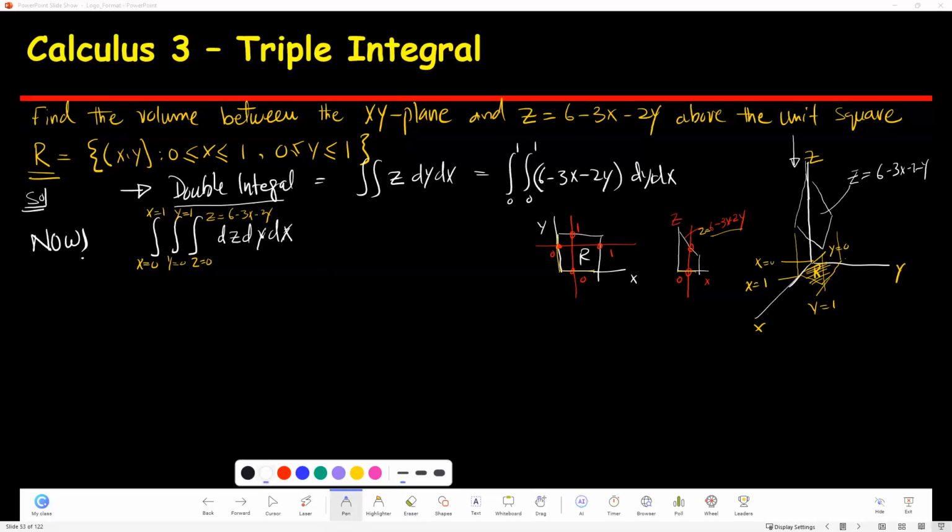Moving forward, I'm going to be writing this again and again, and it's going to be too much writing. So I'm just going to write it like this: 0 to 6 minus 3x minus 2y, then 1, 1, 0, 0, and then writing my differential element order. This order is still very important. If you switch back and forth, you have to change the limits accordingly.